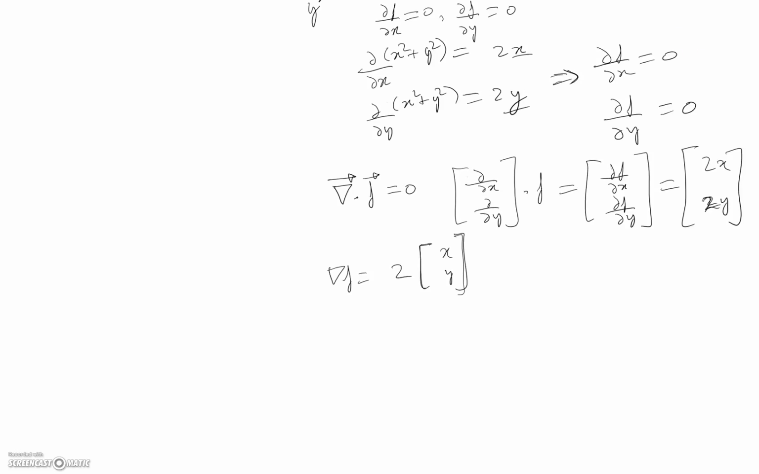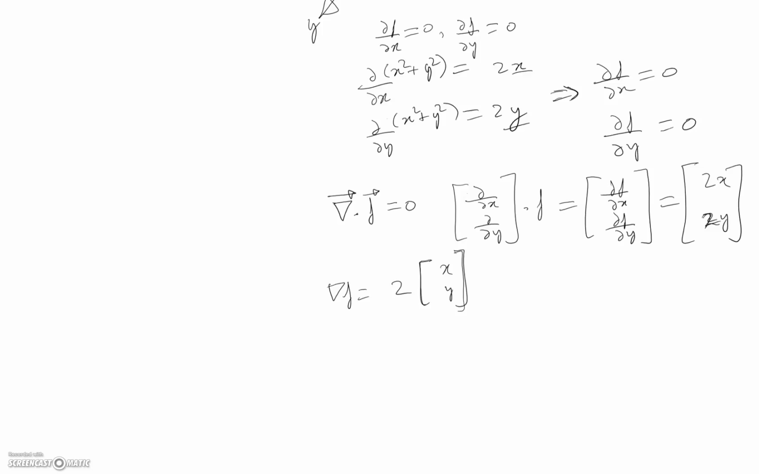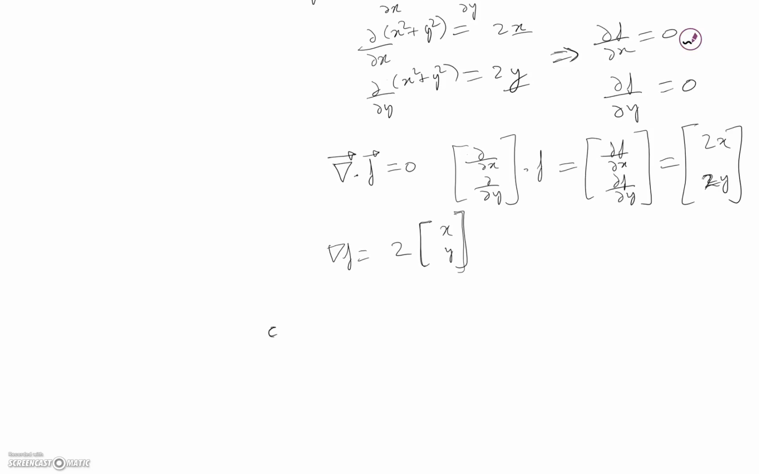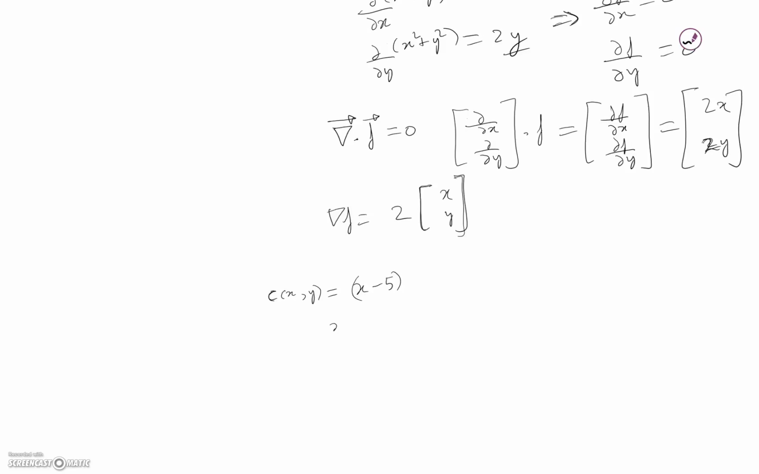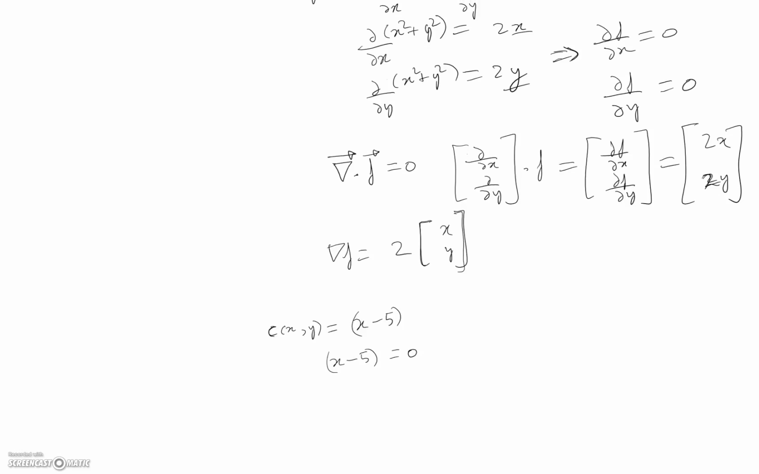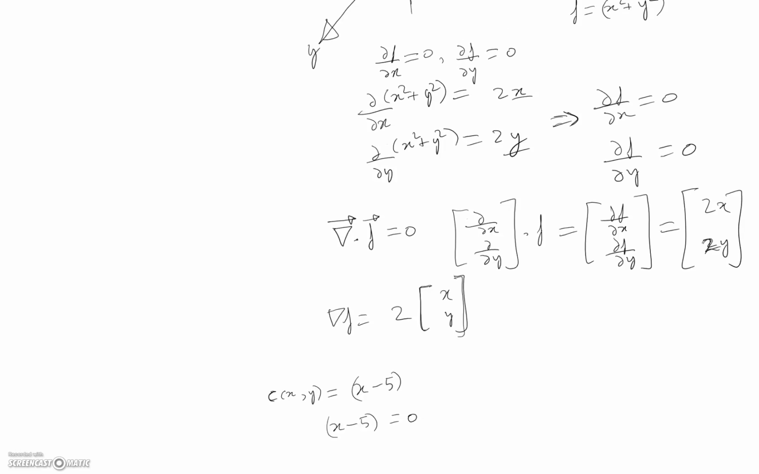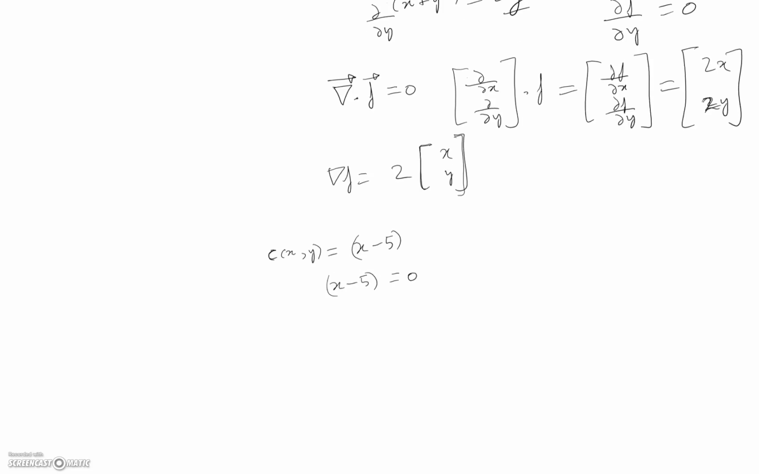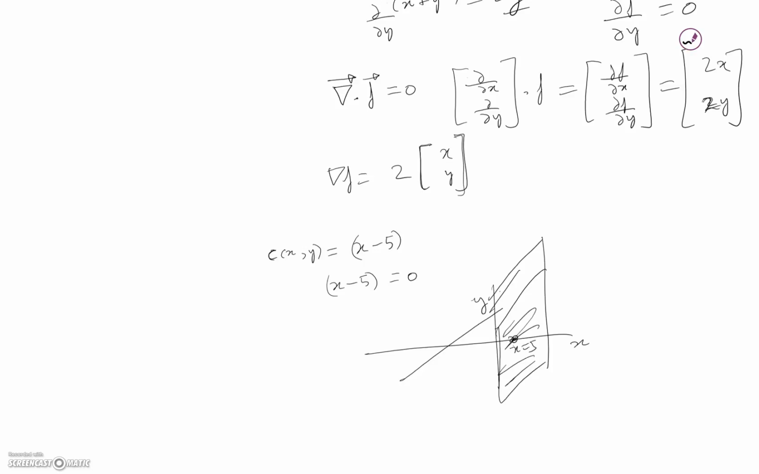Let's move on to constrained optimization. Let's introduce a really simple constraint c(x, y) and define it as x minus 5, and let's say we require that x minus 5 equal to 0, which is basically the x equal to 5 plane, a plane that is perpendicular to the x-axis and intersects it at x equal to 5. So if you have your x-axis, y-axis, the plane looks like this, intersecting at x equal to 5.